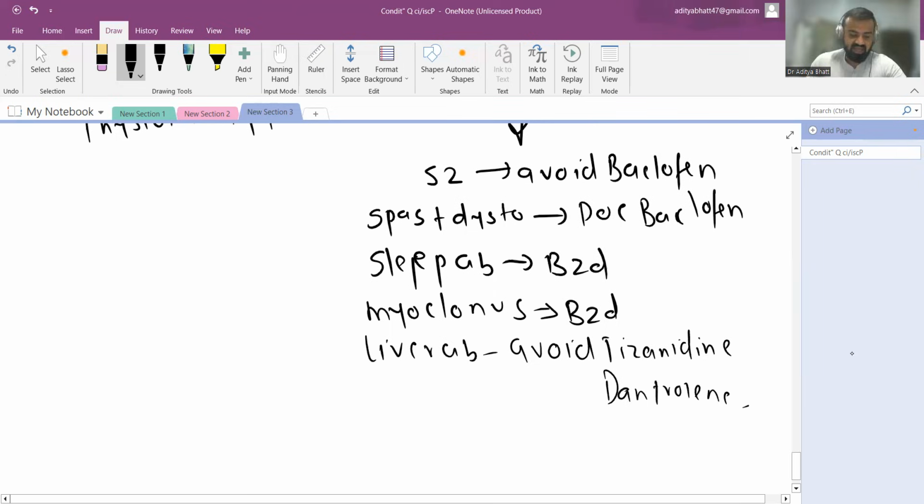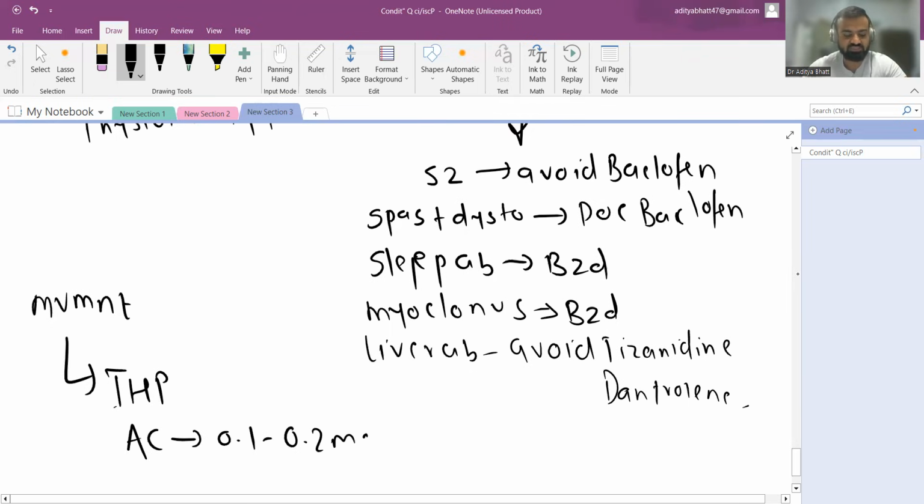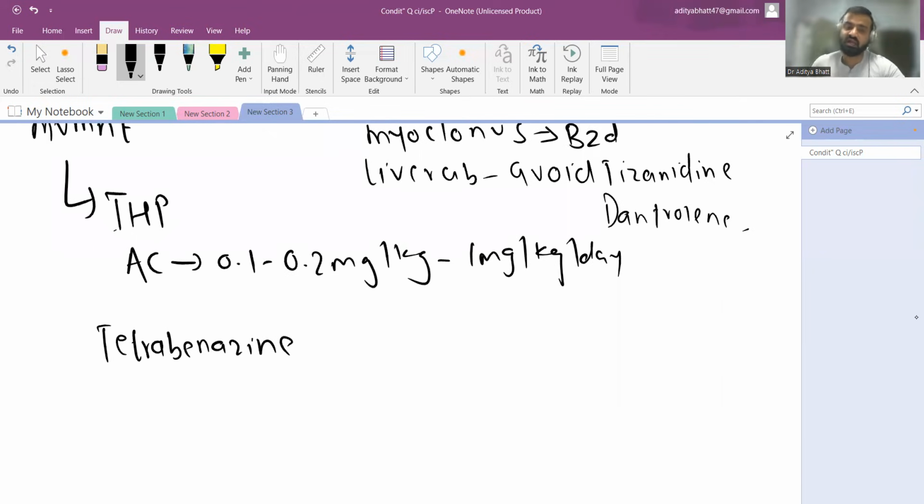Now, if you have a movement disorder, then the drug of choice is trihexyphenidyl. This trihexyphenidyl is an anticholinergic, which is started at the dose of 0.1 to 0.2 mg per kg per day, up to 1 mg per kg per day. That is the maximum dose, and that is the drug of choice for movement disorder. Trihexyphenidyl is very commonly used, or you can give tetrabenazine. Tetrabenazine is a wonderful drug. Valbenazine has also been successfully used for Huntington's chorea.